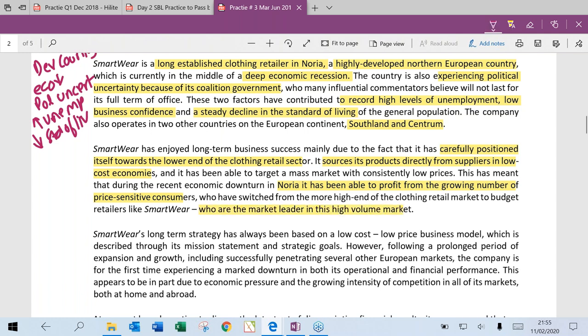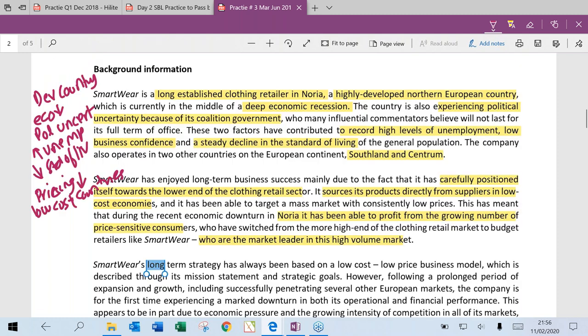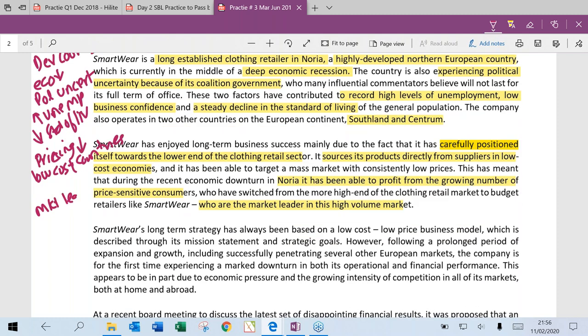So what are the key messages coming from this? Carefully position pricing. Again, we are going for a low pricing model. Low pricing. And low cost countries. We are purchasing from low cost countries. And market leader.